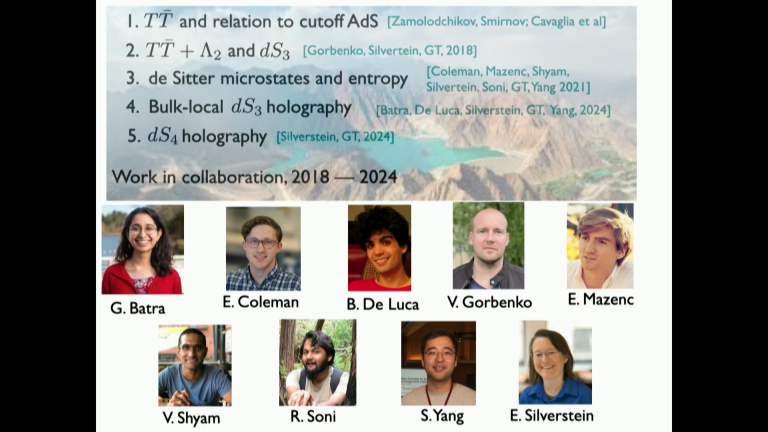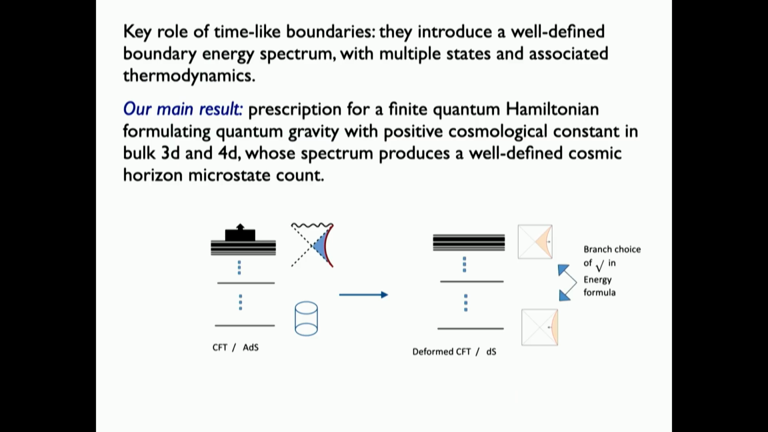And also, before I continue, I wanted to highlight 2 main points. So first, for us, time-like boundaries are really, really crucial because they will allow us to introduce a well-defined boundary energy spectrum that will lead to the thermodynamics that we want. And in a nutshell, what we are going to produce is a prescription for a finite quantum Hamiltonian that formulates quantum gravity with a positive cosmological constant, both in 3D and in 4D.